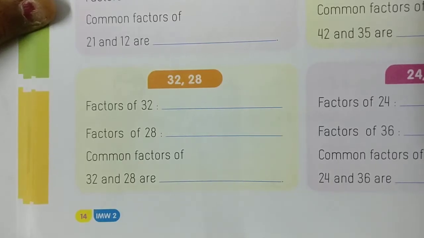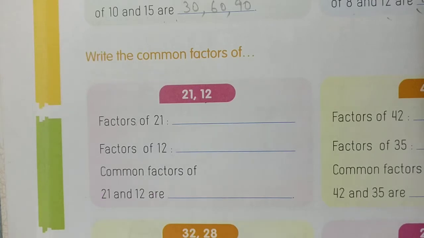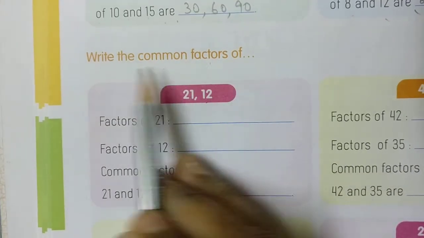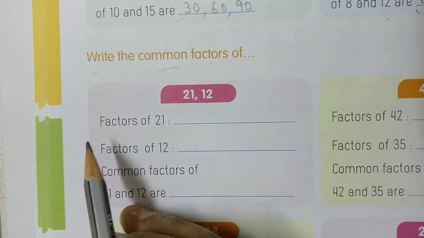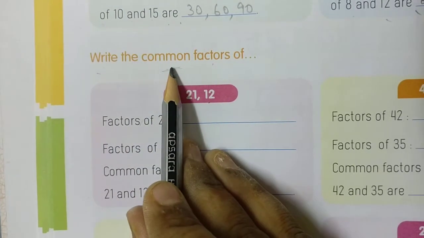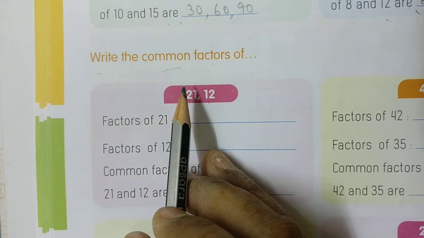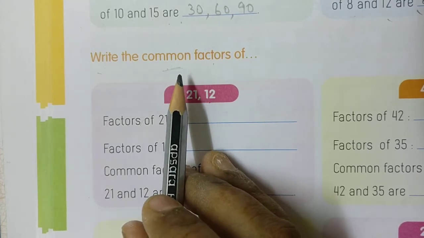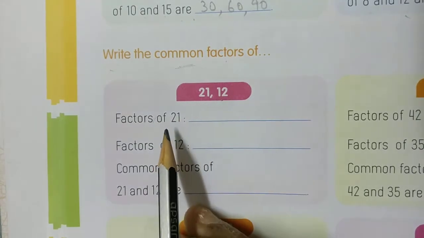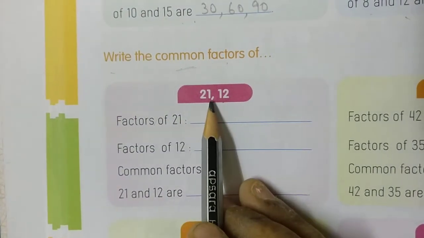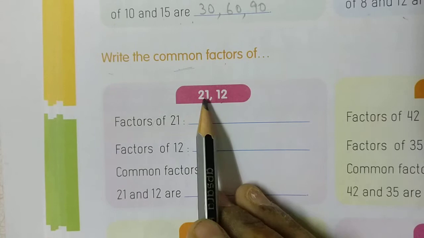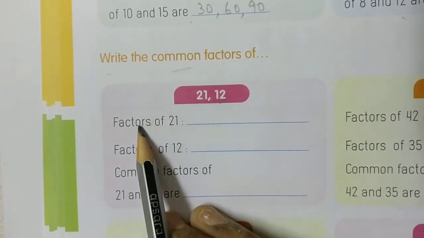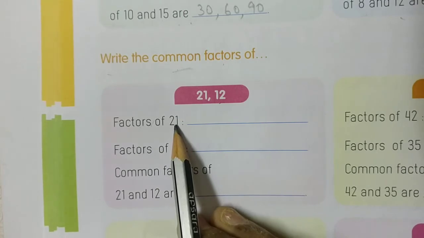Page number 14, children. See the question. Write the common factors. Common means what? Compulsory, there must be more than 2 factors. Okay children, now we'll see. What are the given numbers they have given? Given numbers 21 and 12. Two numbers are given. Now first we have to find out the factors of 21.